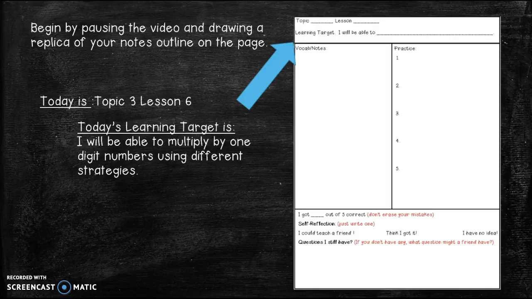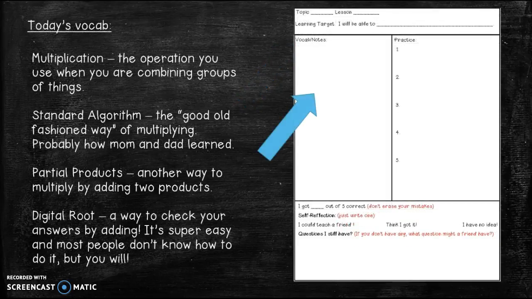And our learning target is, I will be able to multiply by one-digit numbers using different strategies. Here is today's vocab. Be sure to pause if you need more time to make sure that you write them all down carefully. The first word is multiplication. That's the operation that you use when you are combining groups of things.